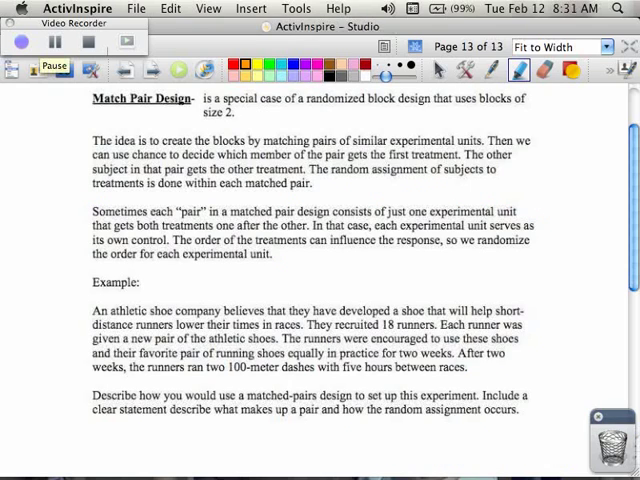Okay, the last thing that we're going to talk about is something called a matched pair. Matched pair design is when you're looking at two things.